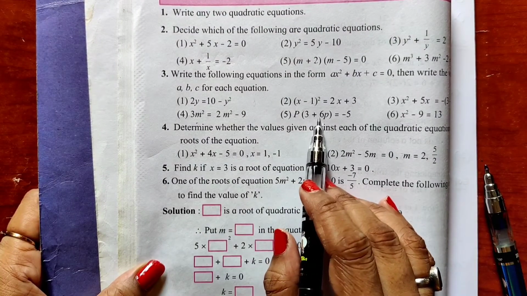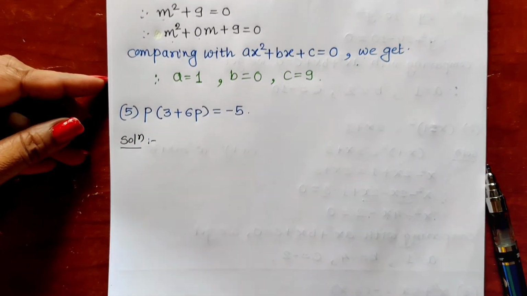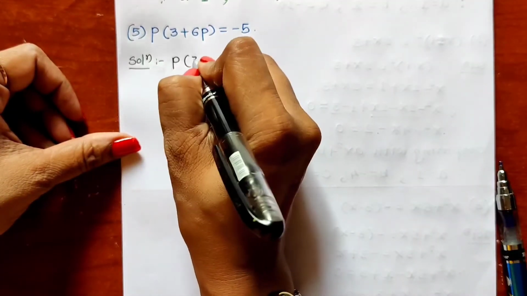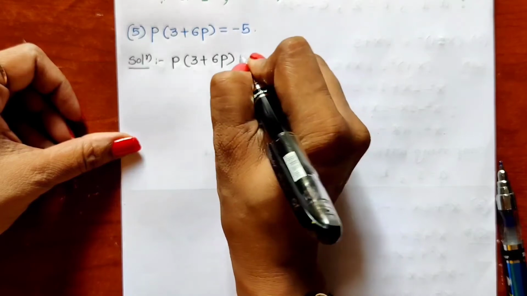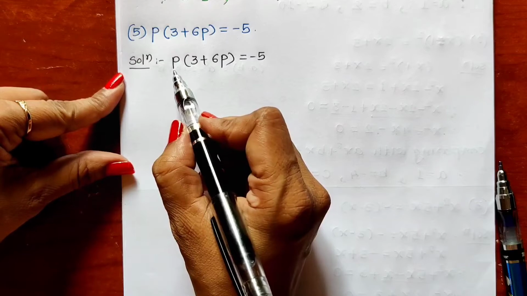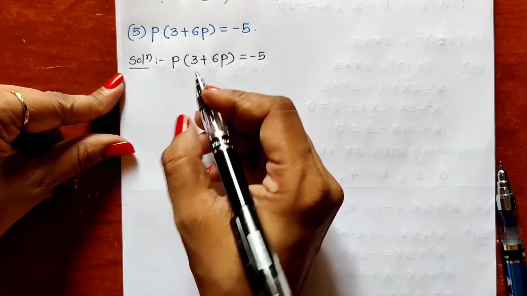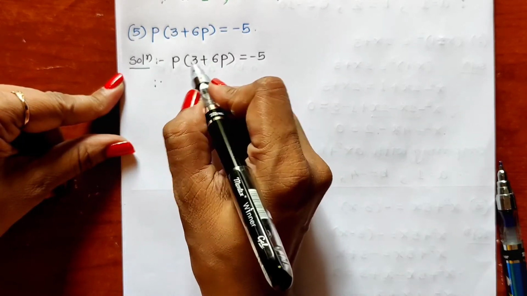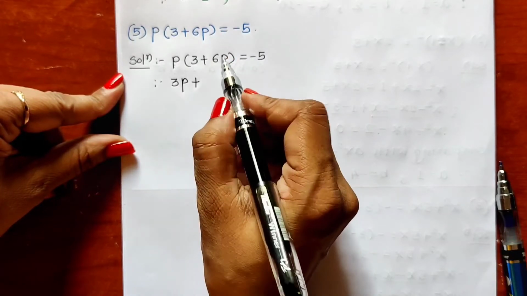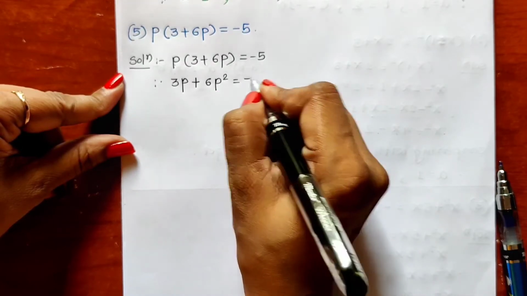Now next sum. p in bracket 3 plus 6p is equal to minus 5. Let us solve. Write the question as it is at the beginning of the solution. When a bracket is there and outside the bracket a variable or number is there, we multiply that variable or number with the terms inside the bracket. So p into 3 will be 3p, plus p into 6p will be 6p square, is equal to minus 5.